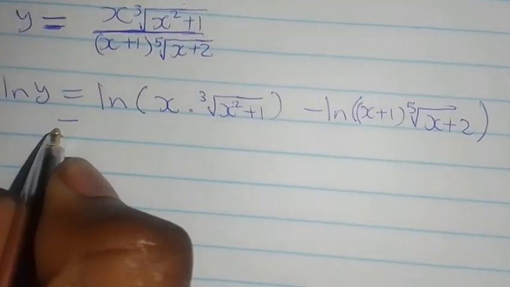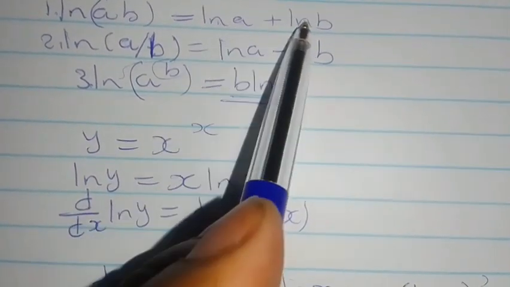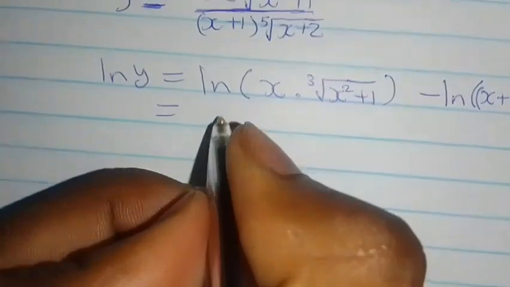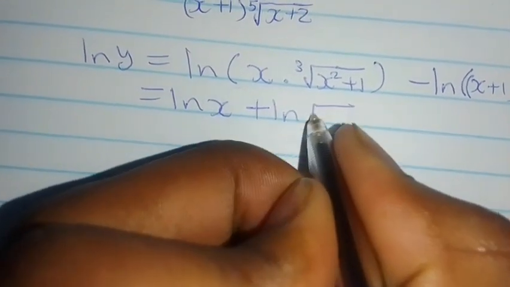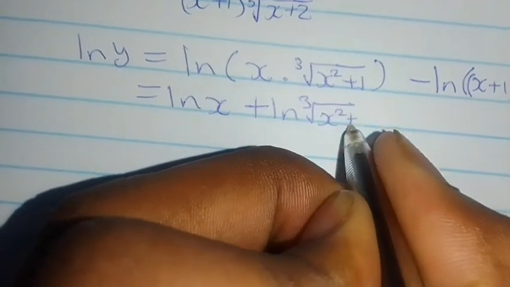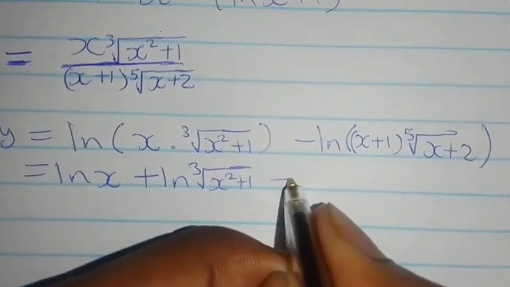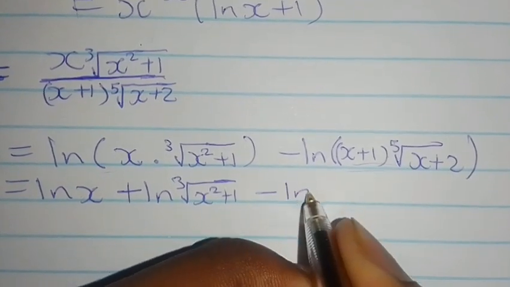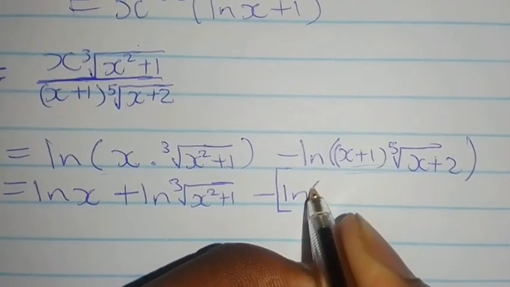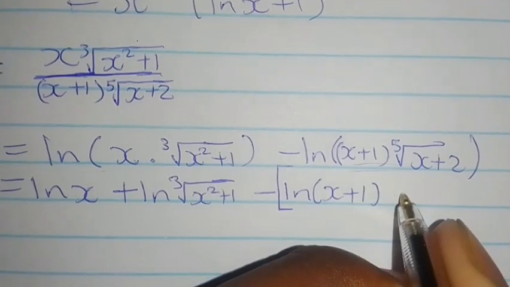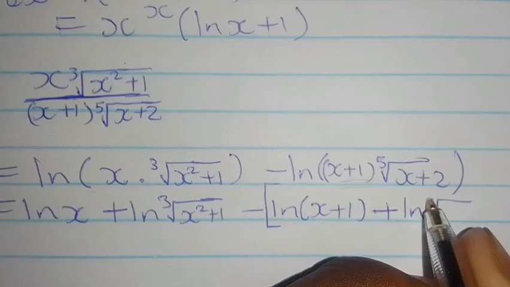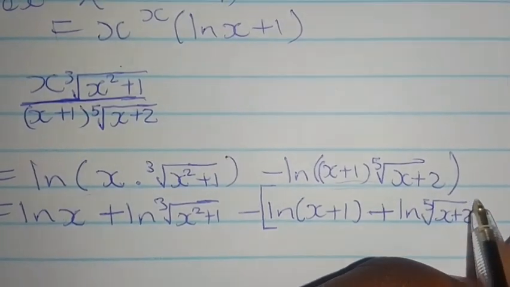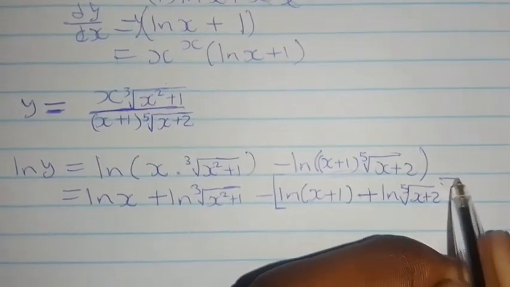Then from then I can say, now from this side I'm going to apply this rule there. Then I'll have the natural log of x plus the natural log of the cube root of x squared plus 1, minus, I'm going to apply the same rule here. Let me keep the negative like this. Then I'll have the natural log of x plus 1 plus the natural log of the fifth root of x plus 2. So that's what I'm going to have.